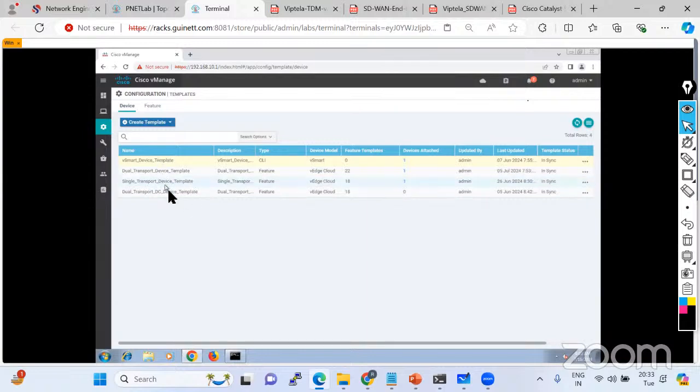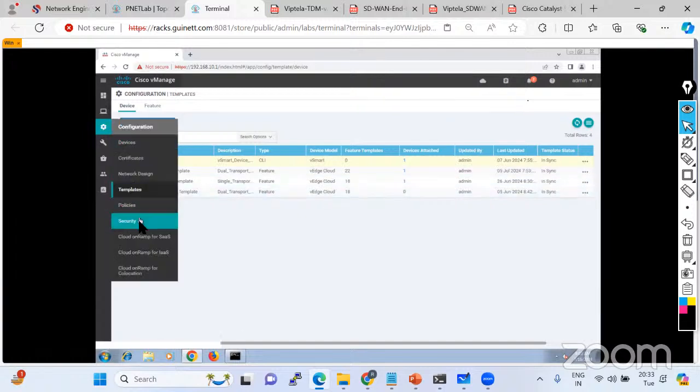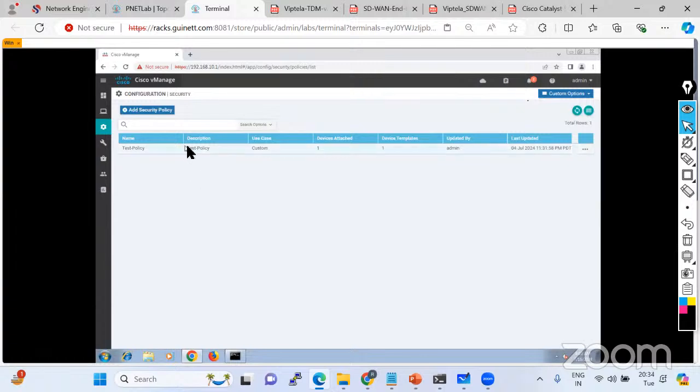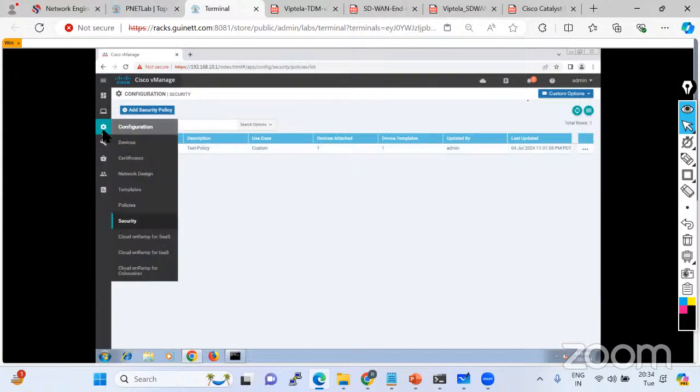You can see multiple dual site transport, single transport, dual site DC transport, vSmart template, and you even have security policies, right? That's a unique thing, how security is going to be. See, the device is attached as well, the security policy. So not only SD-WAN, you are also going to understand how security is integrated. I'll give you the flavor. It's not part of the syllabus, but you are going to understand how even a firewall rule is created.